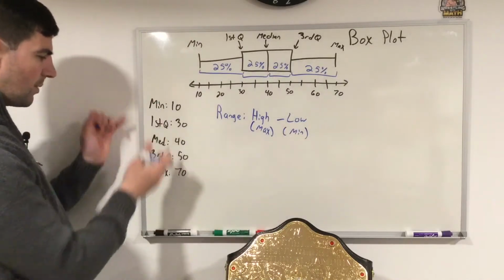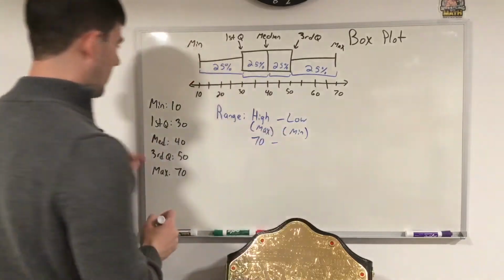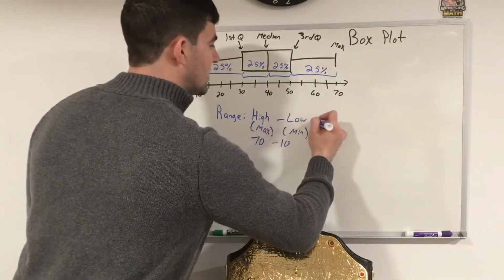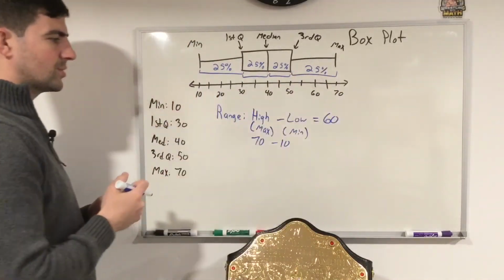Look at our values. Our maximum is 70. Our minimum is 10. If I subtract those, my range is 60. It spans a range of 60 numbers.